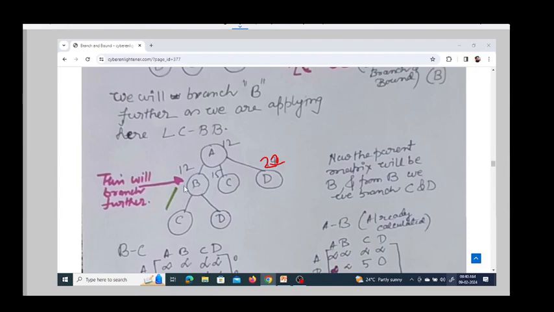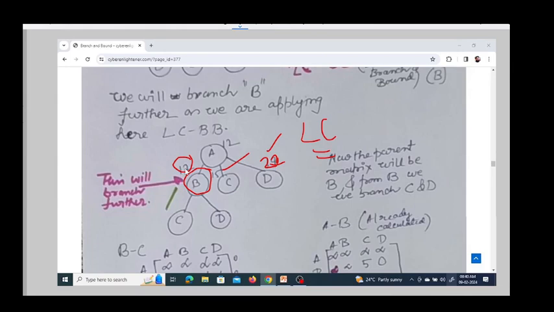So if you go B to C, this node will be expanded. Why? Because we are using least cost branch and bound. Whichever is the minimum cost, that means 12, that will be expanded. This is 15, this is 21. Will these two be expanded? No.